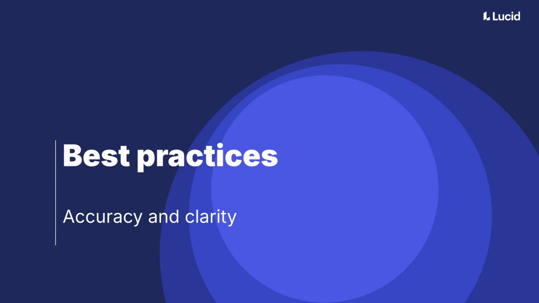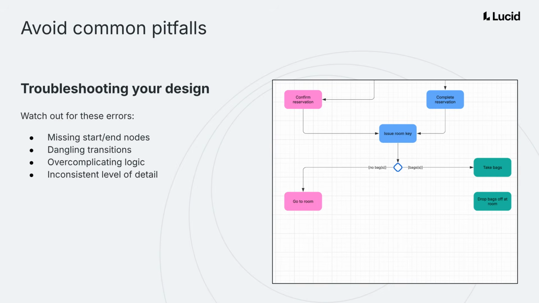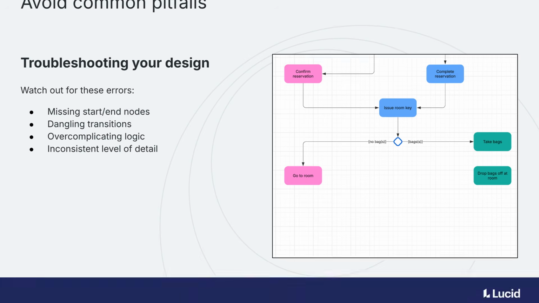Before we start building, let's look at how to keep your diagrams clean. Common mistakes to avoid with UML activity diagrams. Ensure you always include start and end nodes. Avoid dangling transitions, and maintain a consistent level of detail across the entire diagram.